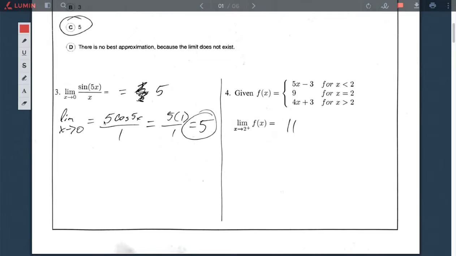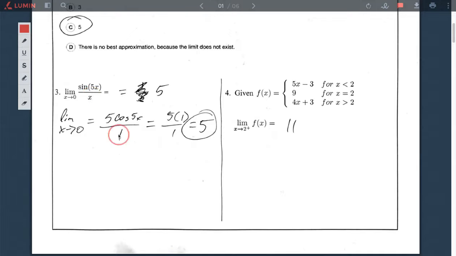On number 3, limit as x approaches 0 of sine of 5x over x. On this one, you can do this one of 2 ways. You can use a special trig limit, or you can use L'Hopital's. I would recommend L'Hopital's. It's a little bit easier than having to remember the special trig limit. So I plug in 0, I get 0 over 0. So we take the derivative. Derivative of sine is cosine. Derivative of the inside is 5. So I have 5 cosine 5x.